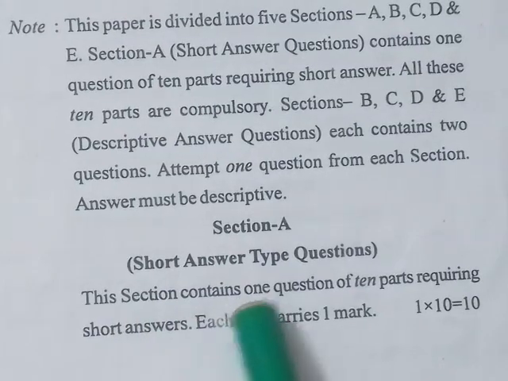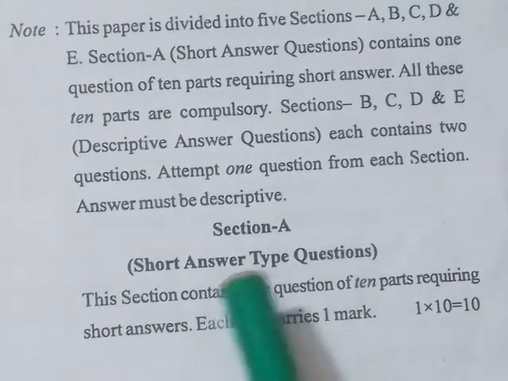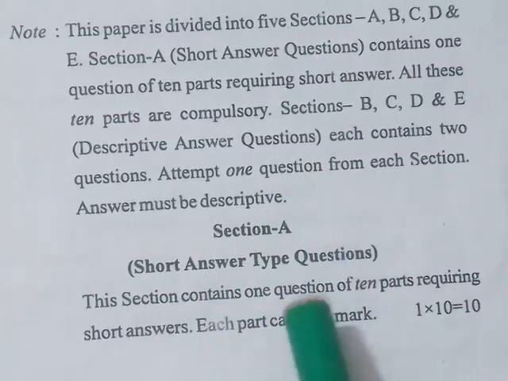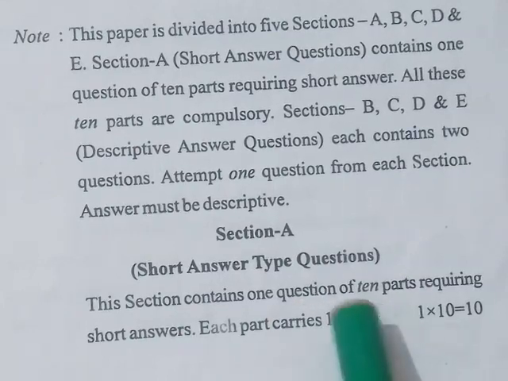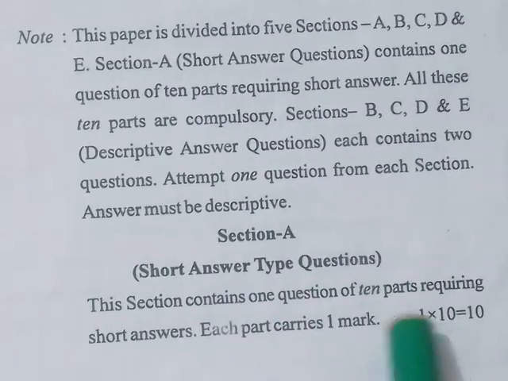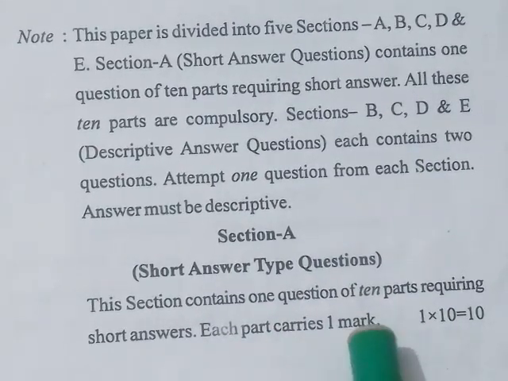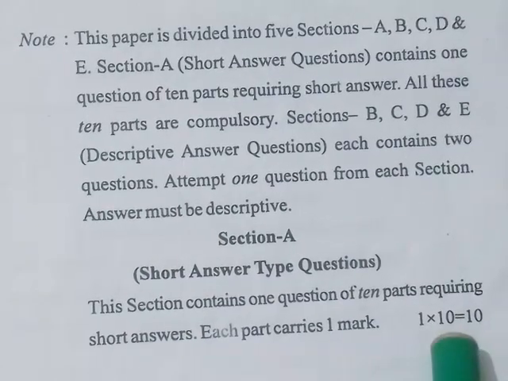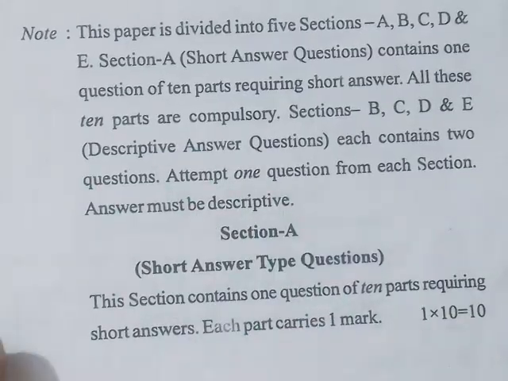This section contains one question of 10 parts. This paper is different from your other paper of British poetry, because the very first section gave you 2 marks for each question, but this time each part carries only 1 mark. So total questions will be 10 and the aggregate will also be 10. So what kind of questions have been asked? Look one by one.